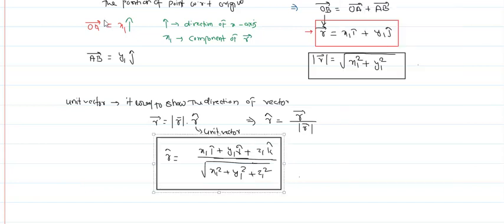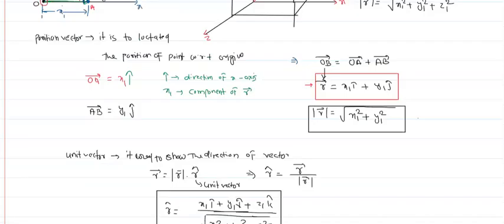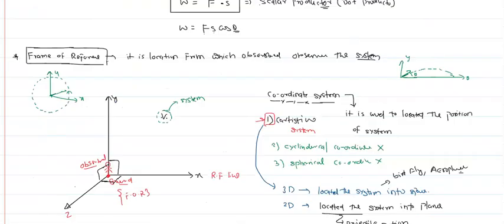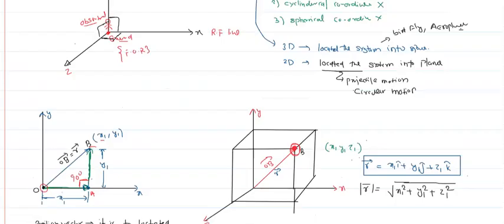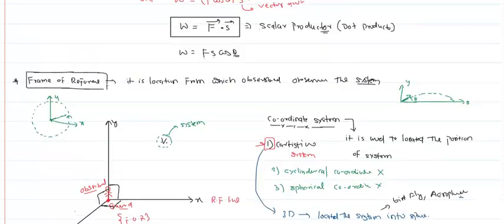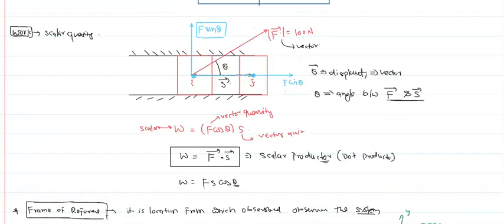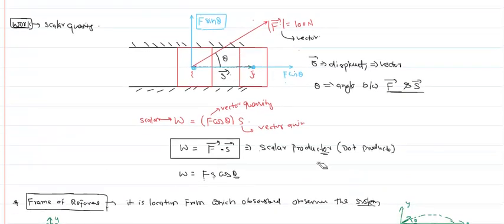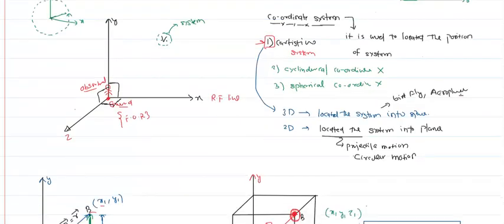Any problem? No, sir. So I think I have discussed the very important Cartesian coordinate system, and the frame of reference. Now come again to vectors, the product of vectors. So let us try to understand.